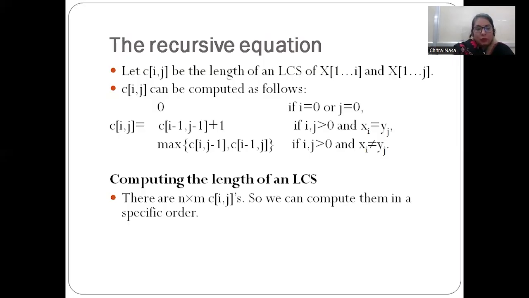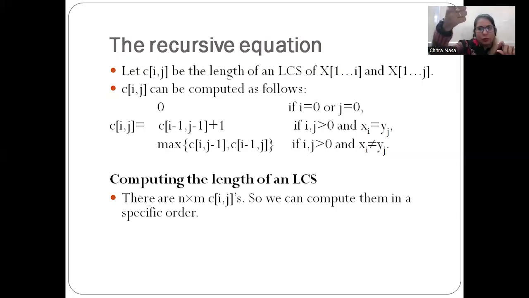For the rest of the values, what does it say? If xi is equal to yj, it means both the characters are matching with each other. Then we take C[i-1, j-1]. Here i represents the row and j represents the column. i minus 1 means the row is decremented, j minus 1 means the column is decremented. If you decrement both, you reach the diagonal position. So it's the diagonal position plus 1 value, right?